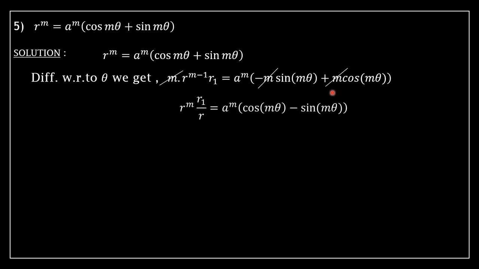Cancelling the constants m on both the sides and observing that r to the power m minus 1 can be written as r to the power m divided by r.